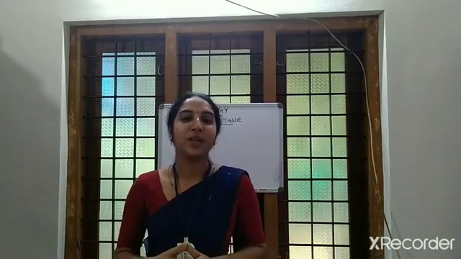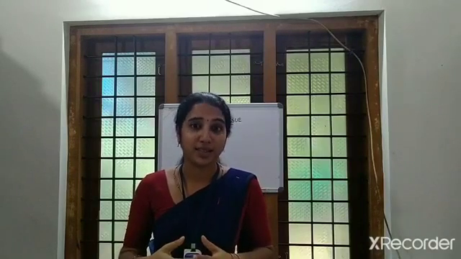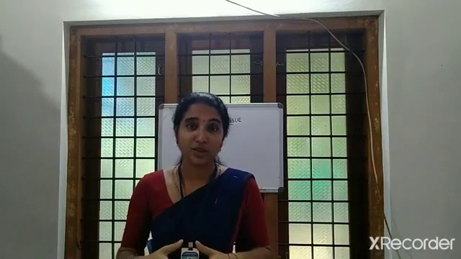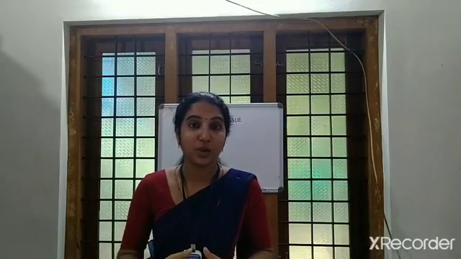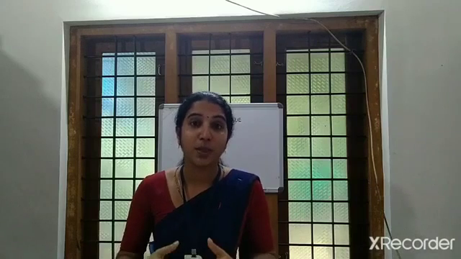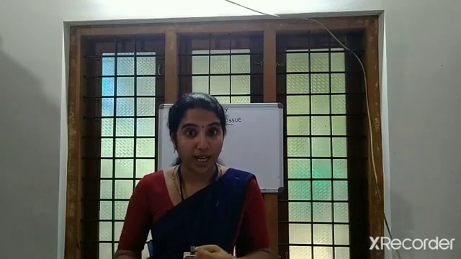Okay. In the last class we learned about tissues. What are tissues? Yes, tissues are groups of similar cells that perform specific functions. We learned two different types of tissues, plant tissue and animal tissue. Among these, plant tissues are divided into meristematic tissue and permanent tissue. Permanent tissues are again divided into simple permanent tissue and complex permanent tissue. Simple permanent tissues are divided into parenchyma, collenchyma and sclerenchyma. Complex permanent tissues are xylem and phloem.